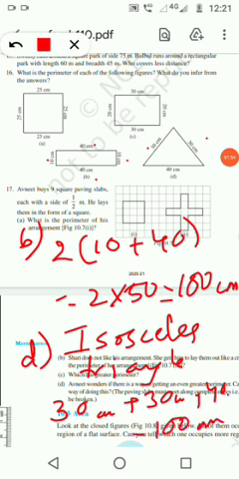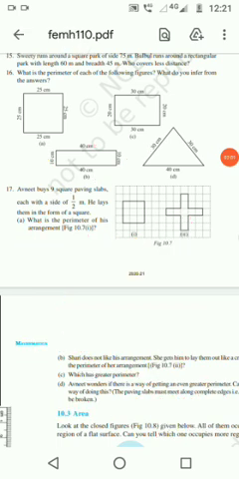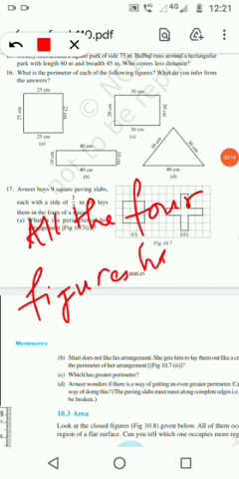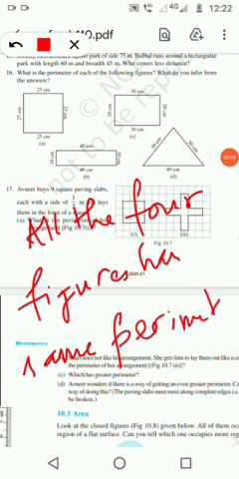So I can say all these four figures have the same perimeter. Okay, so they have the same perimeter.